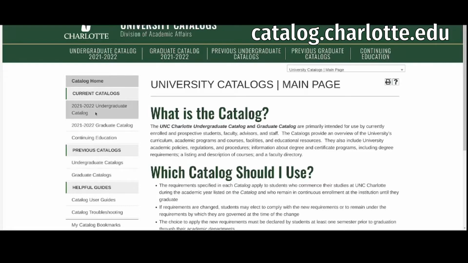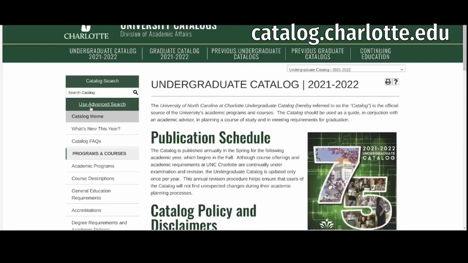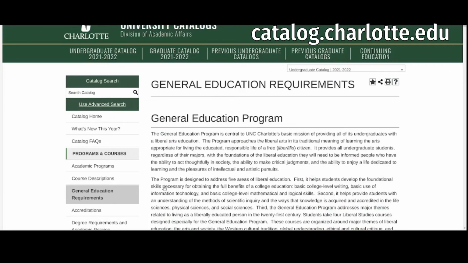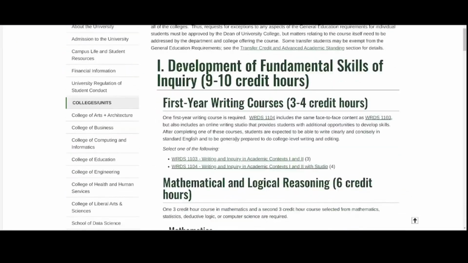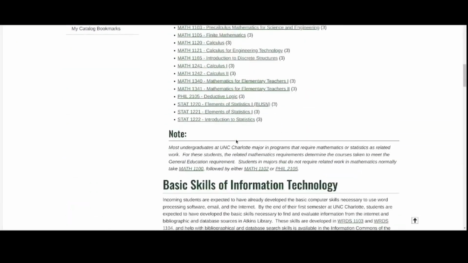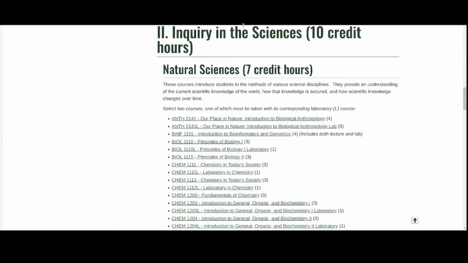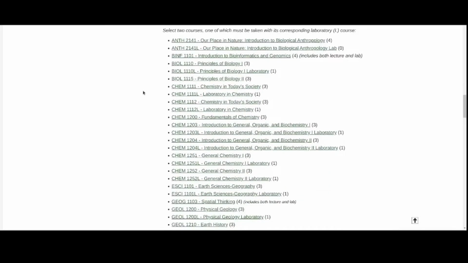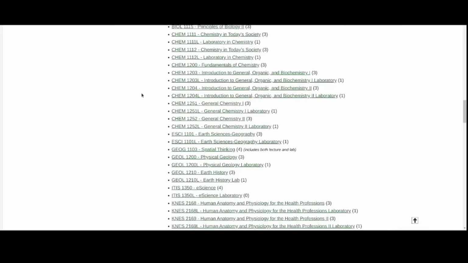But if you're on the current catalog year, then you can click on the current catalog year and click General Education Requirements. And for the science portion specifically, you want to scroll down to Inquiry in the Sciences, and there are two requirements here. There is natural science with a lab and natural science with or without a lab. So you must take one with a lab component, and the other one, you don't have to take the lab that's associated with it, or there may not even be a lab associated with it, and that's okay.